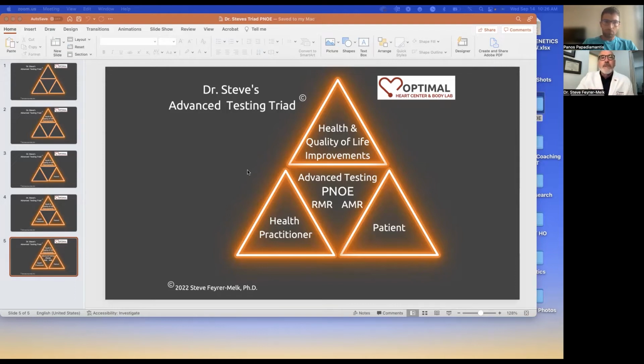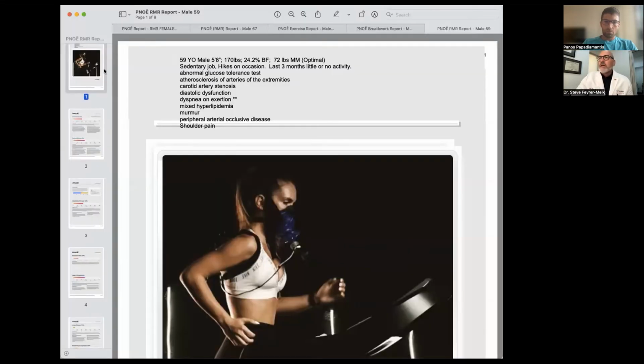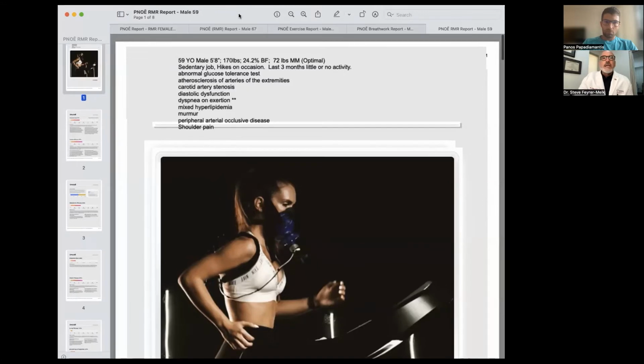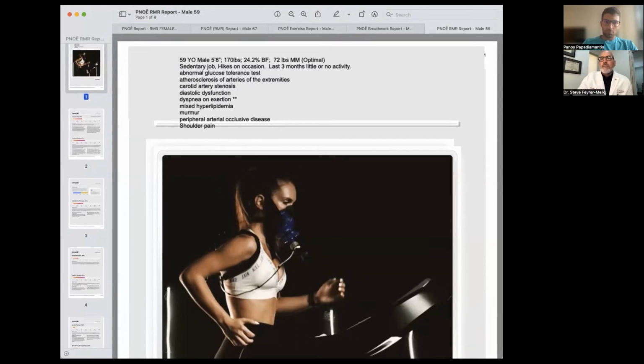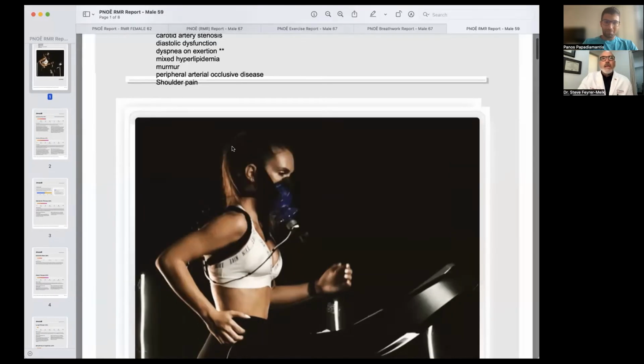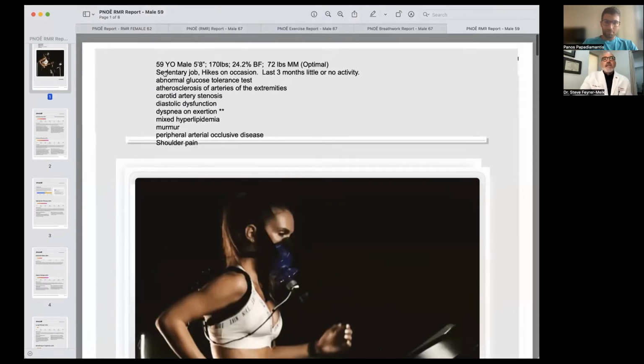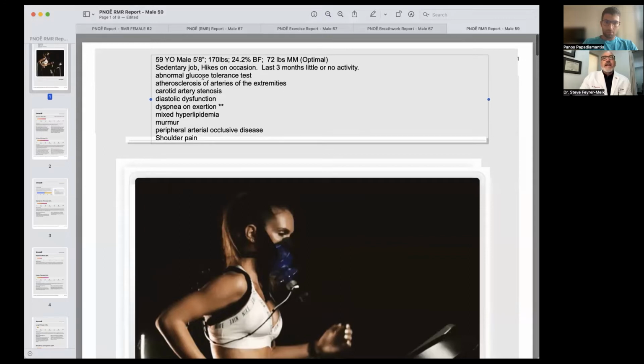So let me pull up this one right here, and hopefully you see this beautiful woman running on the treadmill. And this is a 59-year-old man. He's 5'8". He's 170 pounds.